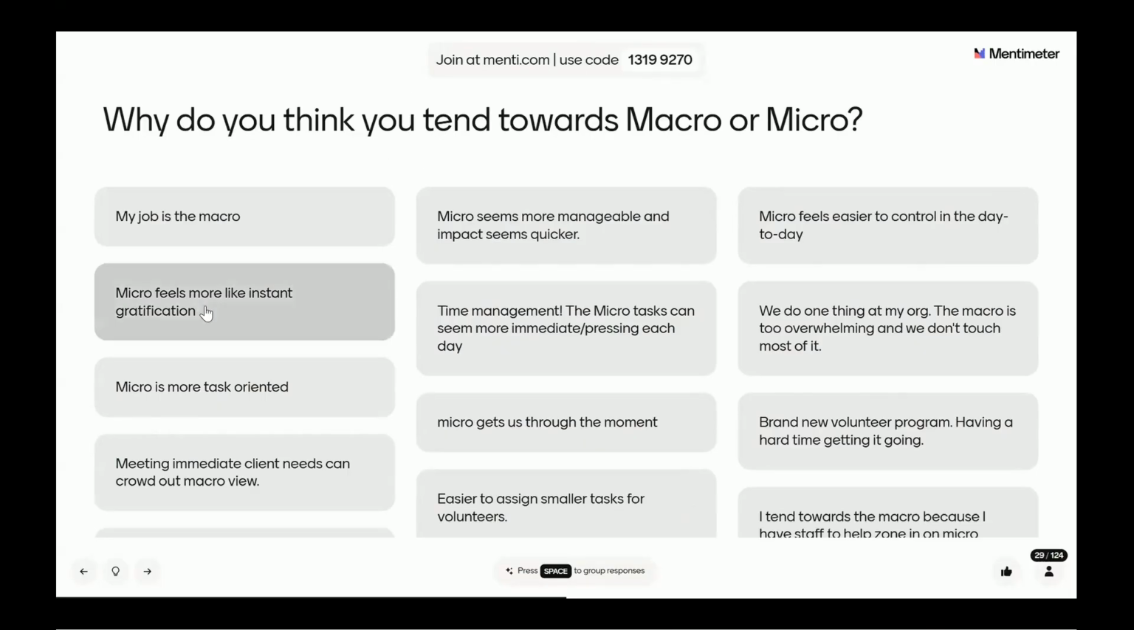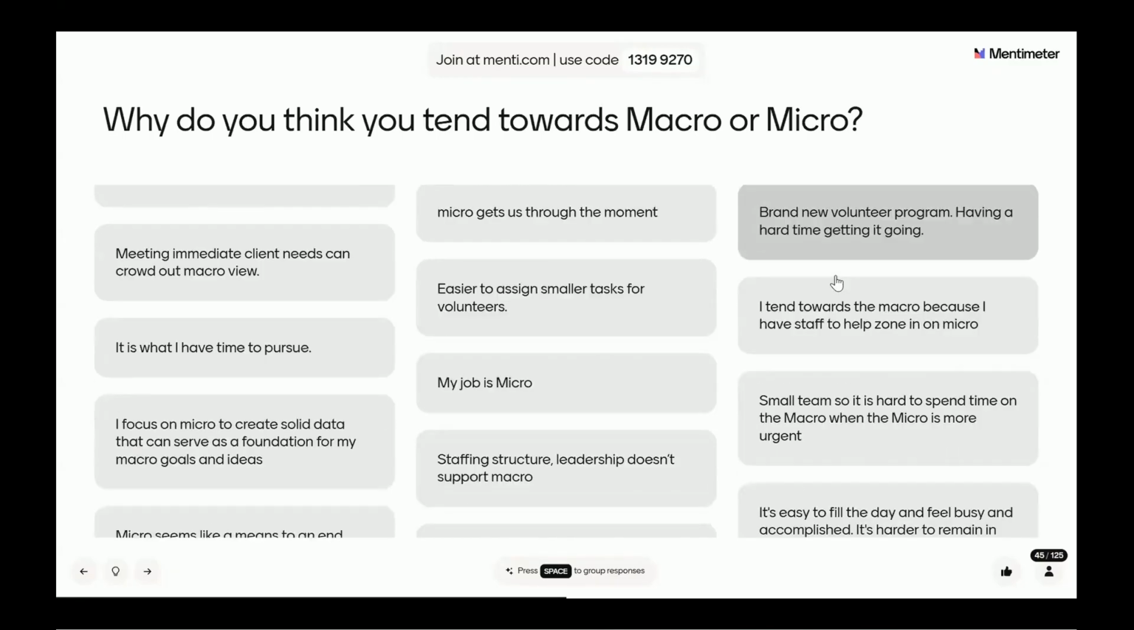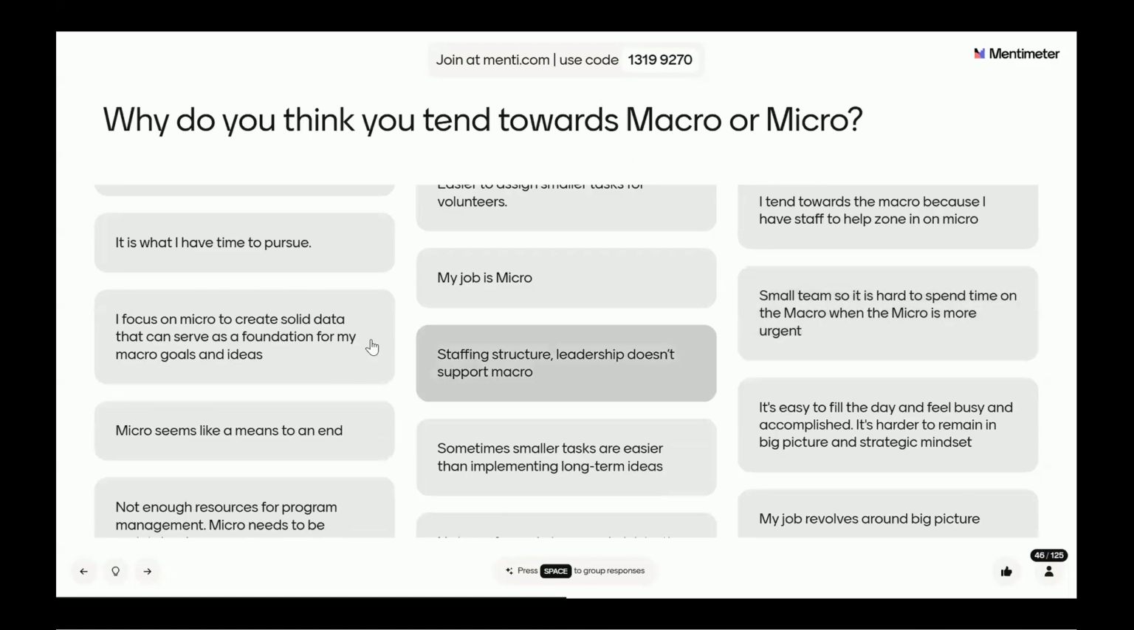So interesting. Oh, I love this. Micro feels more like instant gratification. Yes. And you're right. Micro is more task oriented, right? It seems more immediate or pressing. There is the urgent and there is the important, right? And if you're thinking about that, especially as you're developing a new volunteering involvement strategy, absolutely. Focus on the micro to create solid data that can serve as a foundation for my macro goals and ideas. I love that. Yes, you need to start from somewhere. So absolutely, that's a very smart strategy. Yes, small team. So it's hard to spend time on the macro when the micro is more urgent.